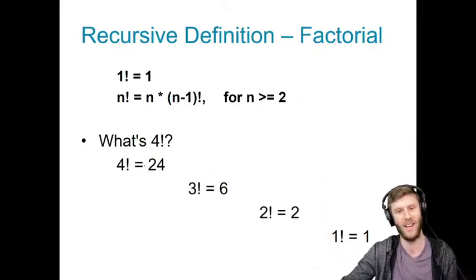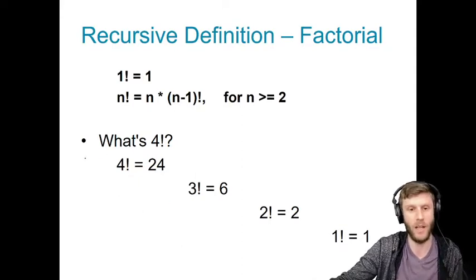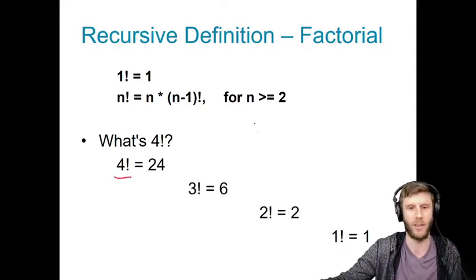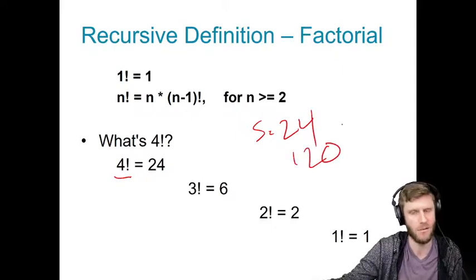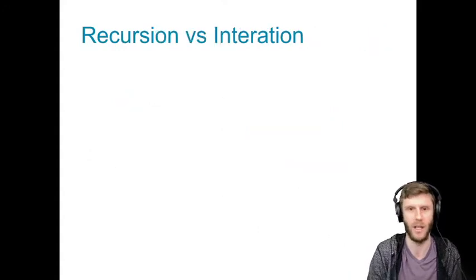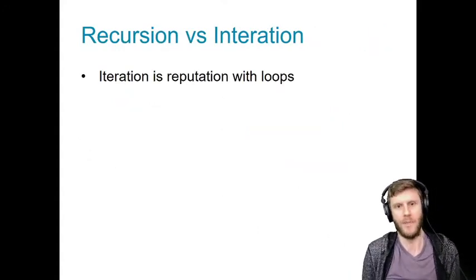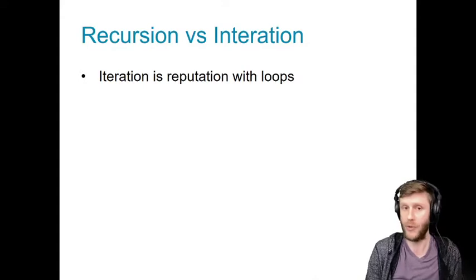Hey! And if I want to know what 5 factorial was, well, the great news is I already know what 4 factorial is. So it's just 5 times 24, which is what, 120? Is that right? 1, 2, 3, 4, 5, 7, 8, 9, 10, 12. Yeah, 120. So, iteration is repetition with loops.